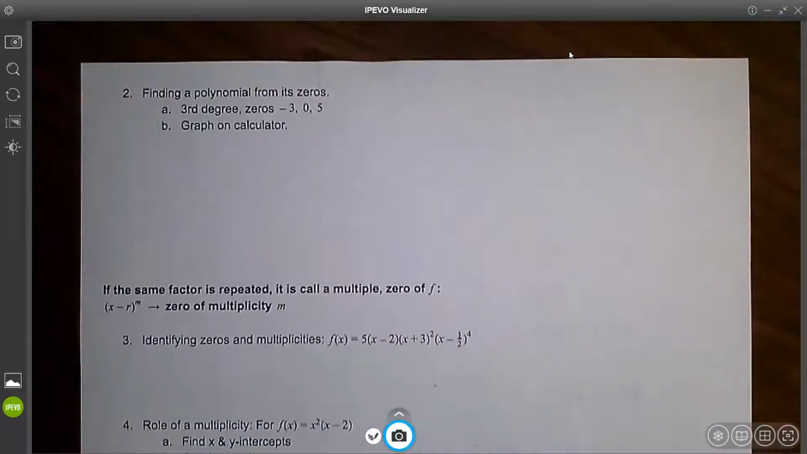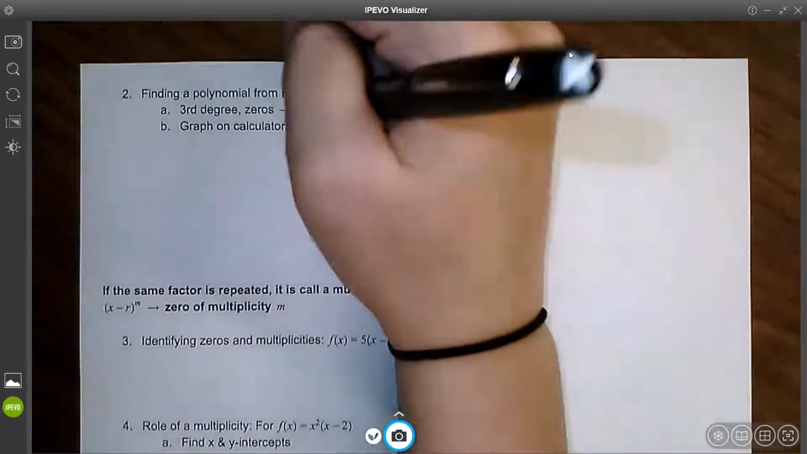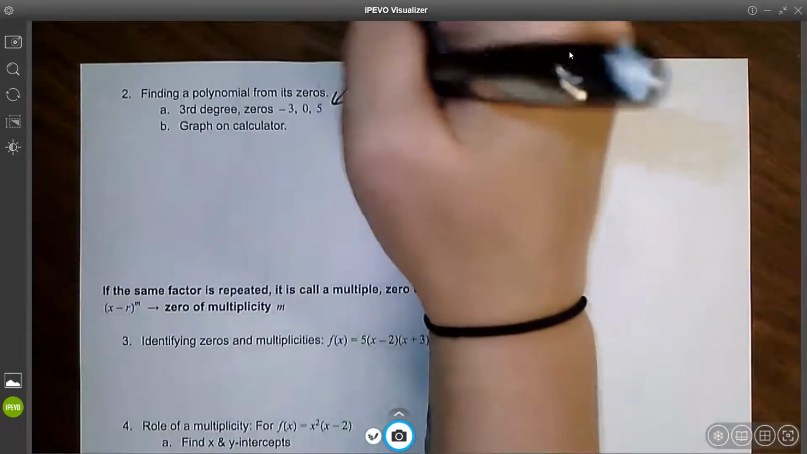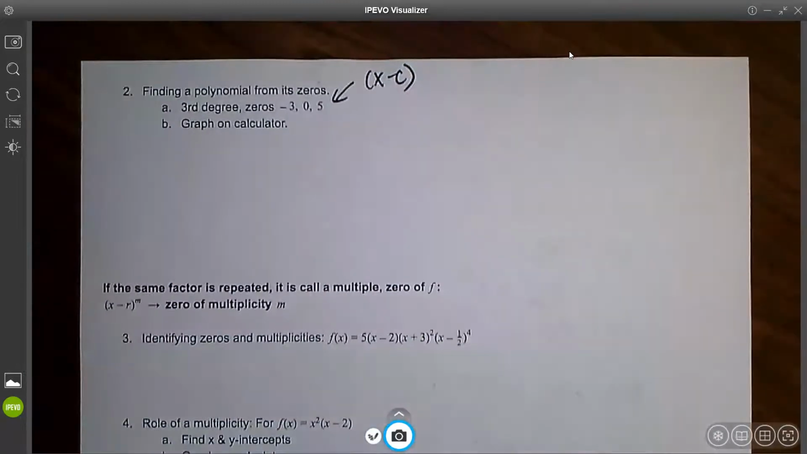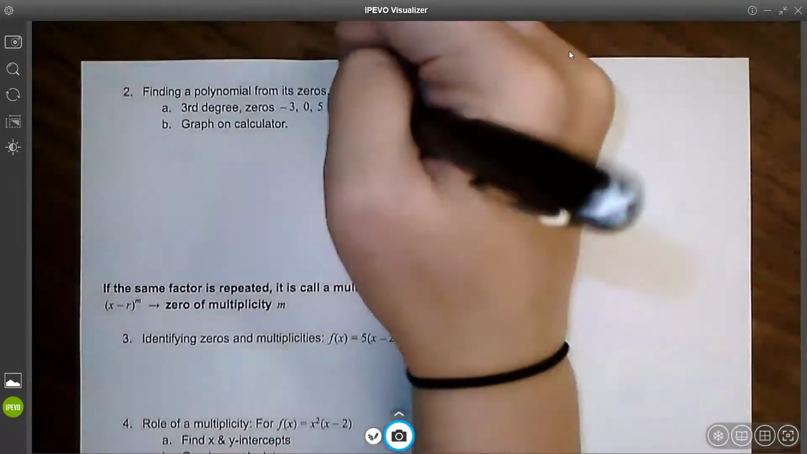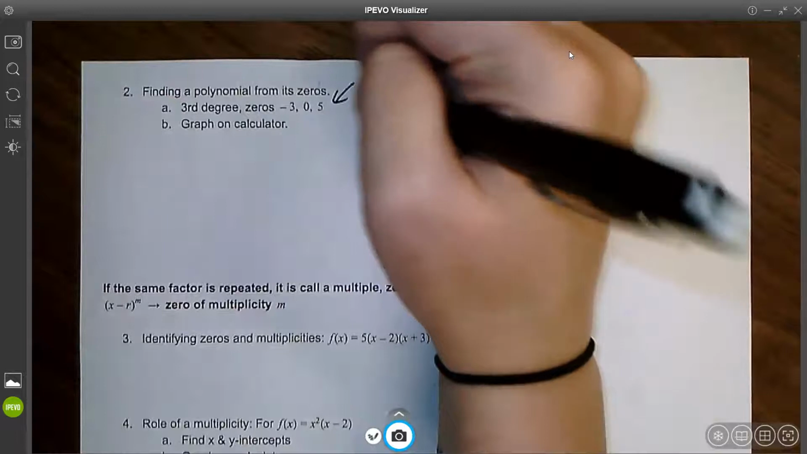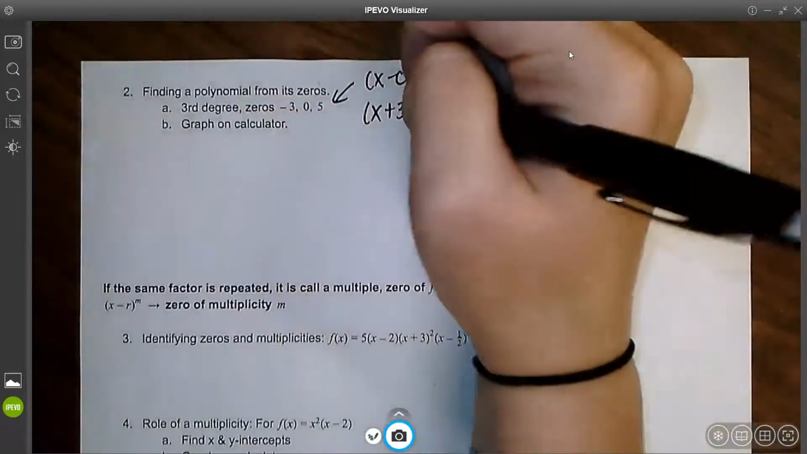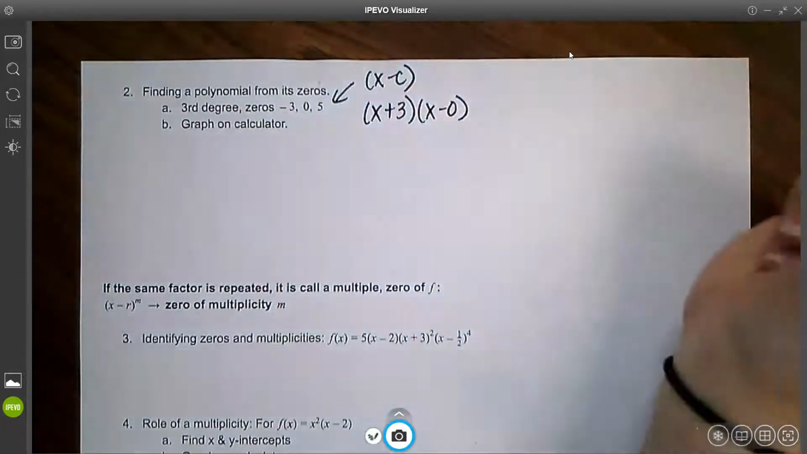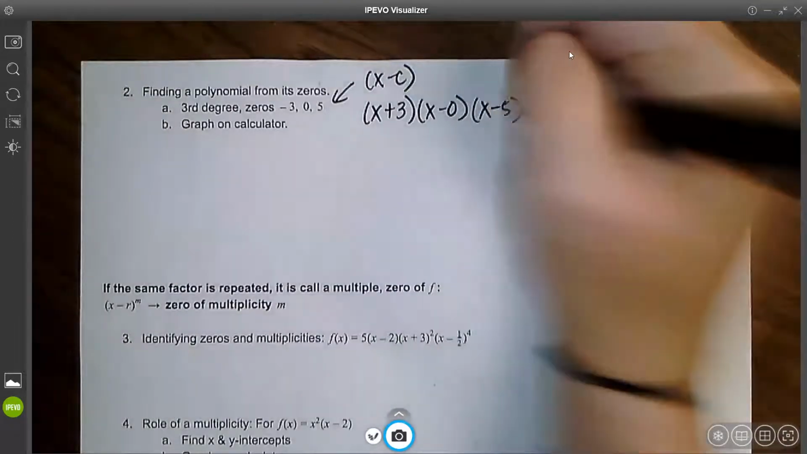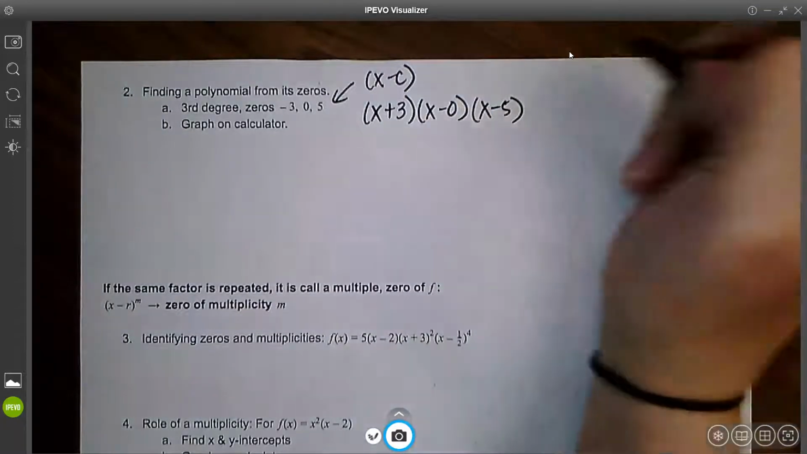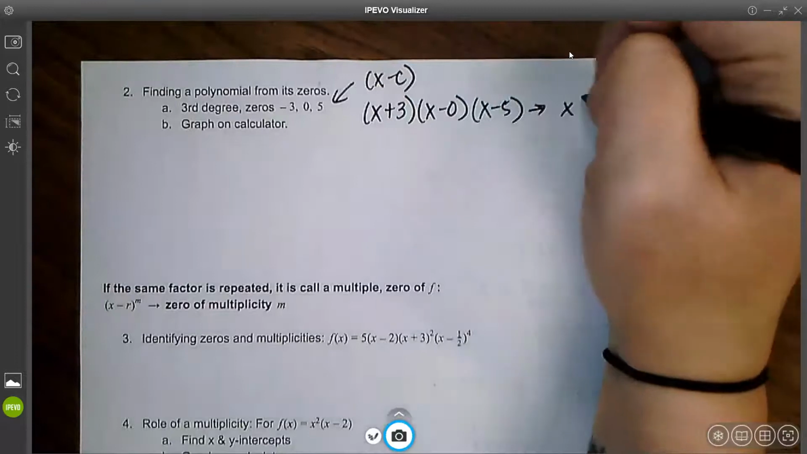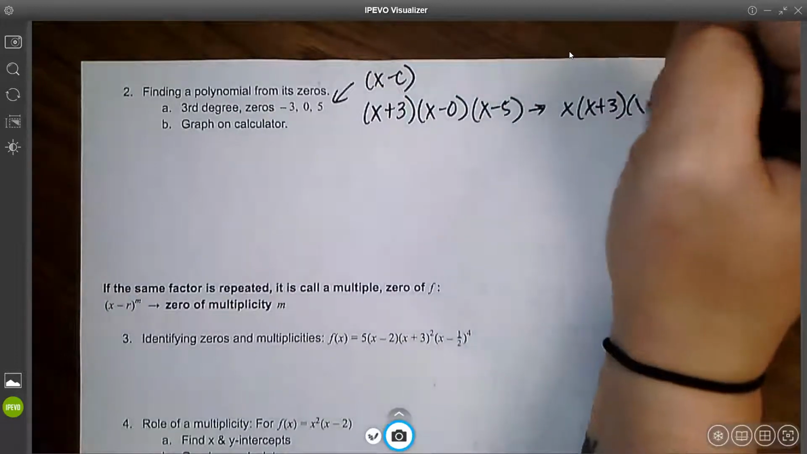Finding a polynomial from its zeros. So we have a third degree, and then we're given these zeros. Remember, all of our roots can be written as x minus c or x minus r for roots. So what we've got here is x minus negative 3 or x plus 3, x minus 0, and x minus 5. So I'm just going to reorder this a little bit. We've got x times x plus 3 times x minus 5.